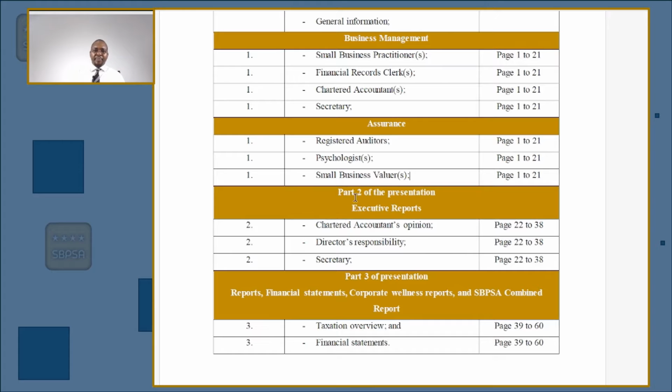Then we'll talk about part 2 of the presentation, where we'll be talking about chartered accountants' opinion about the financial statements that they were preparing. Then we're going to deal with director's responsibility. I suppose also director's report will also be there as well. Okay. Then we'll talk about the secretary's report as well, and so forth.